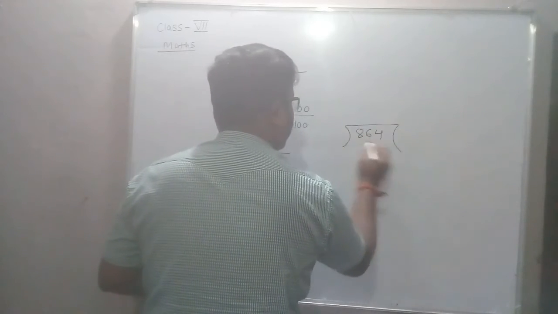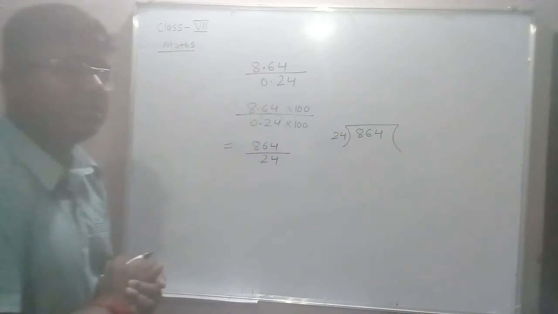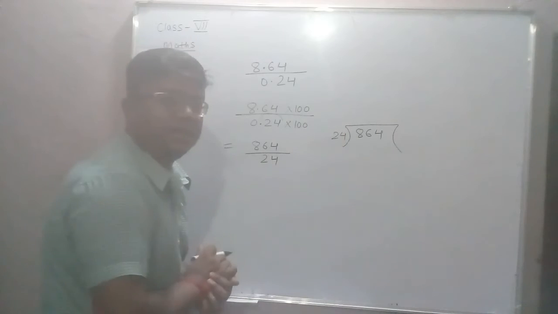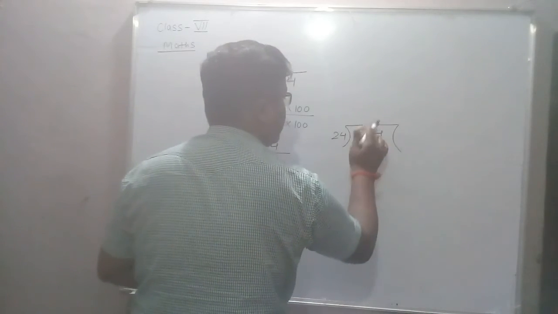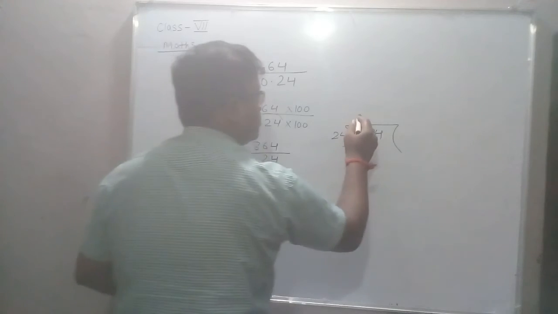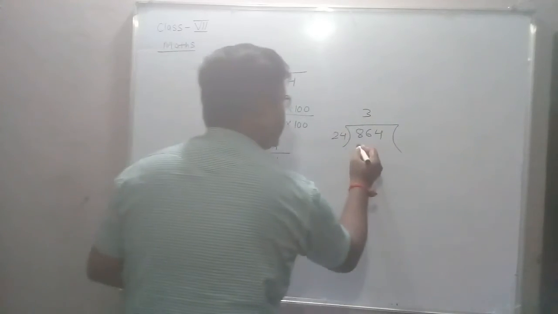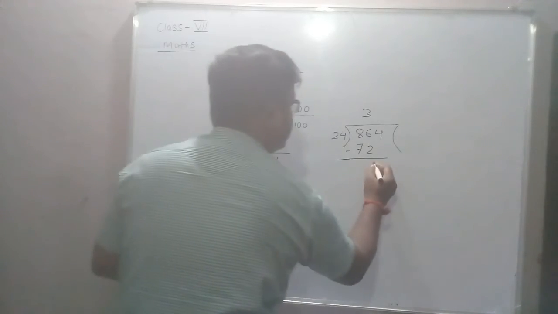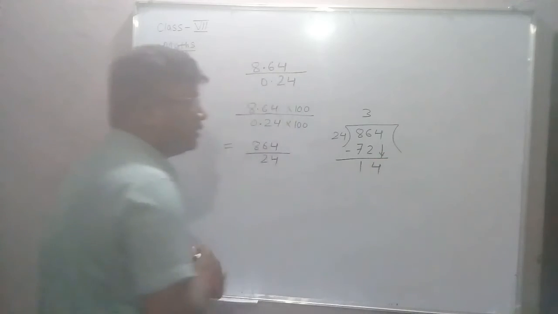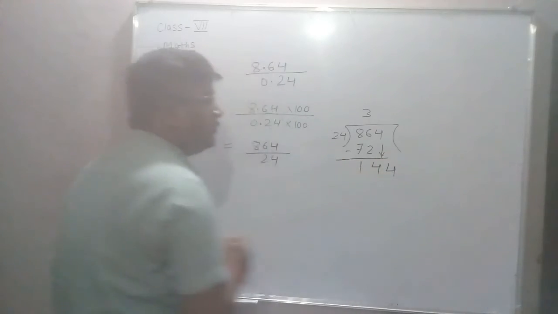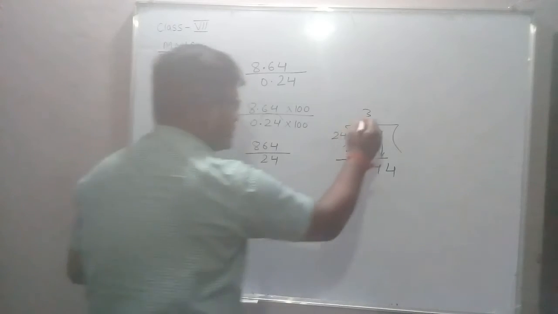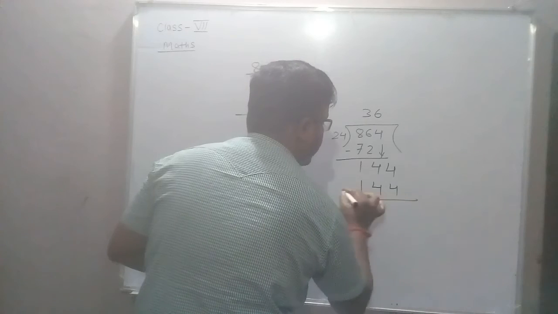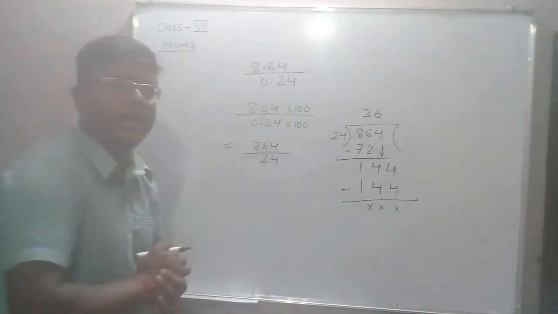864 divided by 24. Our first rule, how can we divide here? I am taking 2 digits because the first digit is smaller. By 2 digits, if I take 86, 24 3s are how much? 72. Subtract here. How much will we get? 14. Now this 4 will come down, it will be 144. And how much? By 6. 24 6s are 144. Do subtraction, you will get your answer.